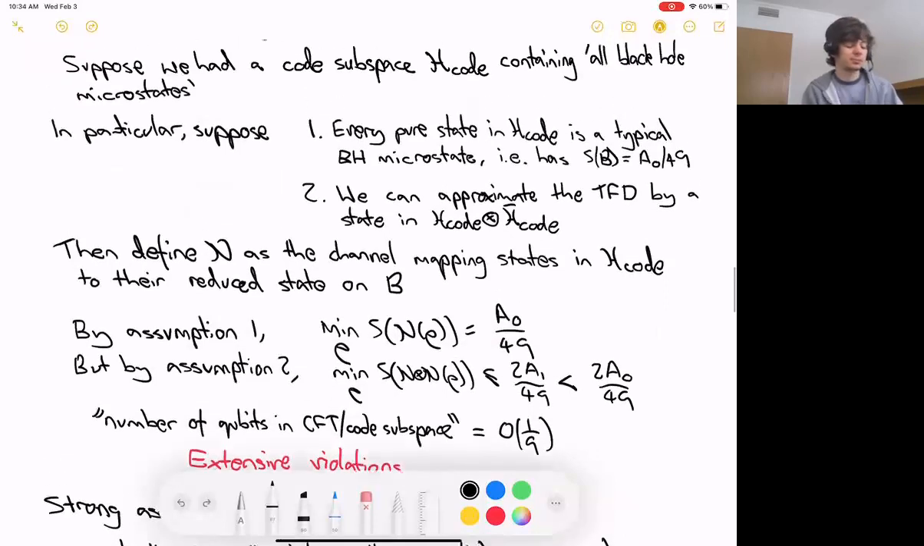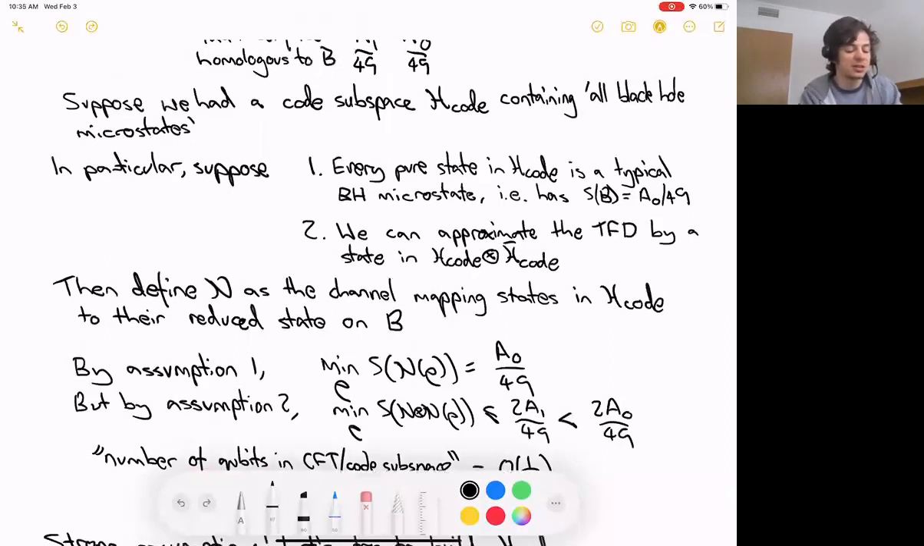How do we do that? Well, we're just going to define the channel N to be a channel that takes as input a state in H code, and then the output will just be the reduced CFT state on that boundary region, big B. By this first assumption, for any input state to one copy of the channel, the output entropy, which is just the entanglement entropy of big B, is going to be A0 over 4G.